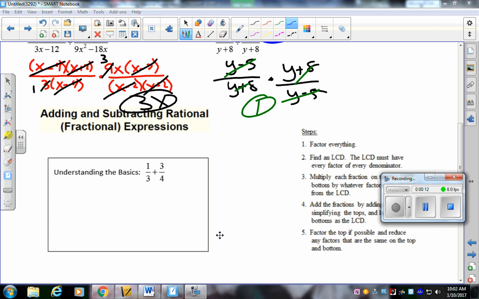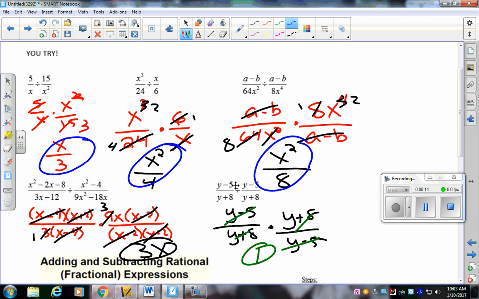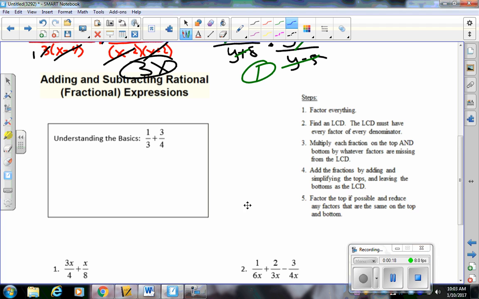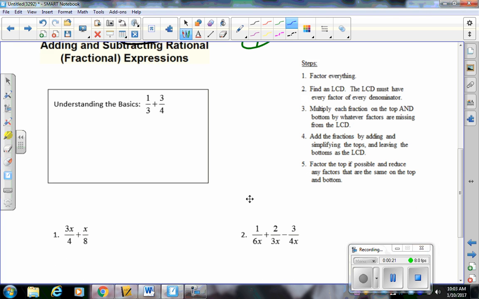Anyway, so this is the second part. We just finished multiplication and division. Now we're moving on to addition and subtraction. Okay, so adding and subtracting. Let's take a look at our basic fractions, meaning no variables.